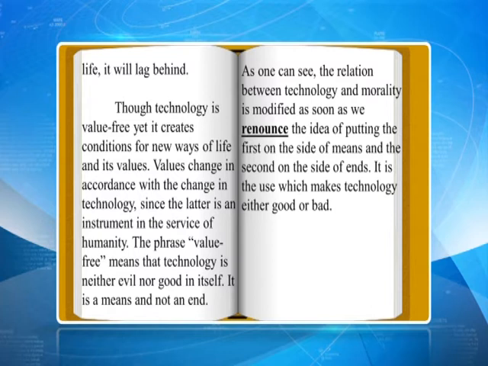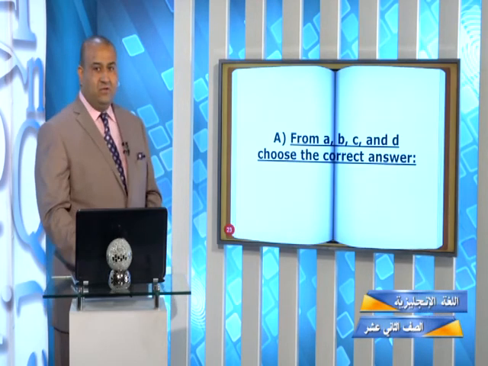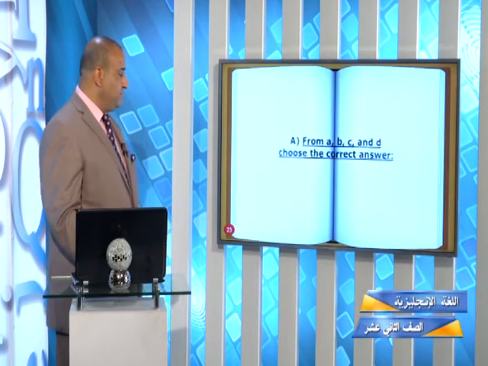As one can see, the relation between technology and morality is modified as soon as we renounce the idea of putting the first on the side of means and the second on the side of ends. It's the use which makes technology either good or bad. As you can see here, it is a very simple text, and I show you the way how to deal with the text. Let's now go back to answer the questions.